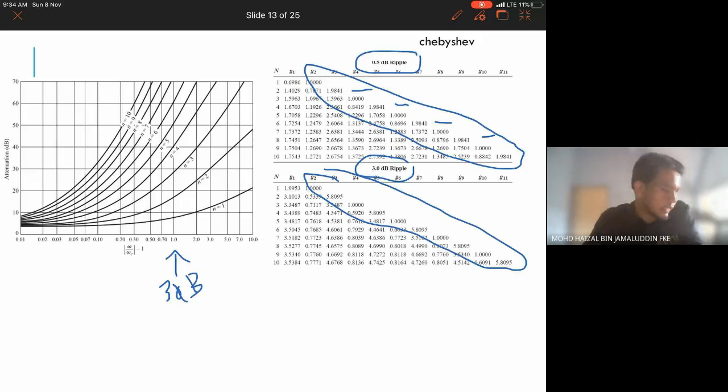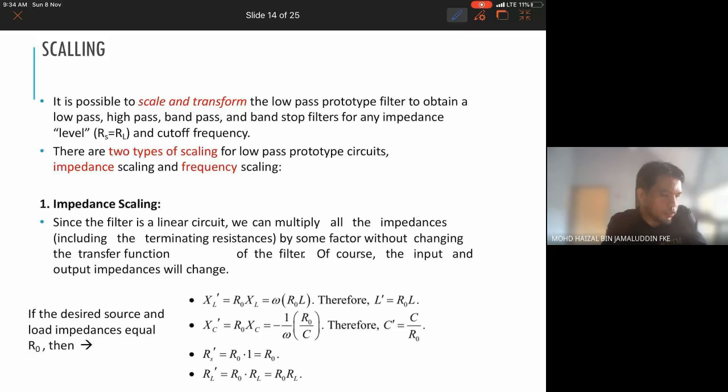After you have designed the prototype, now we want to scale or transform it to the real value. So we want to scale it in impedance and frequency. Let's see the first one, which is the impedance scaling. Since the filter is a linear circuit, we can multiply all the impedances, including the terminating resistance, by some factor without changing the transfer function of the filter.